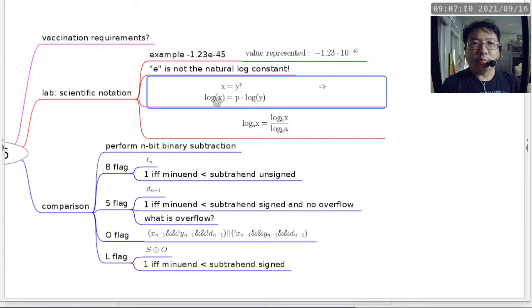So no matter what base you use, this equation still applies. If x equals y to the power of p, then log of x is the same as p times the log of y. But these two logs must use exactly the same base. You cannot use log 10 for this one and log of e for this one. They must use the same base, and as long as they do, everything should be okay.